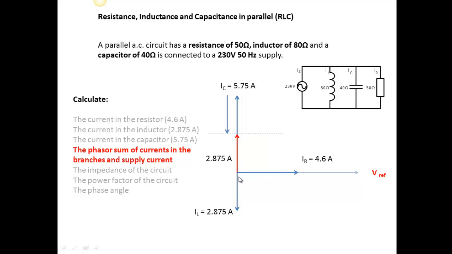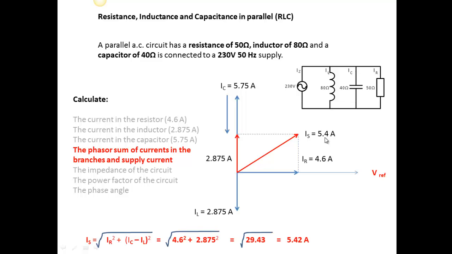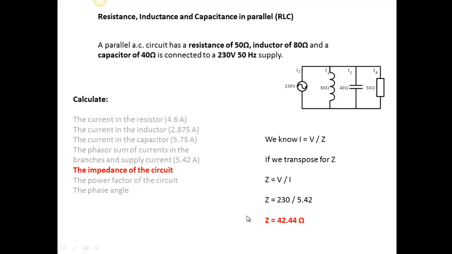And now I've got my resistive current. I've got my overall reactive current. I can make the parallelogram, find the resultant, 5.4 amps. Mathematically, there's our difference between the two currents. There's our 2.875, which is that difference there. We square them both, take the square root, 5.42 amps. So that's our more accurate calculated current. The impedance of the circuit, we transpose I equals V over Z again. Z is V over I, 230 divided by 5.42, gives me 42.44 ohms.